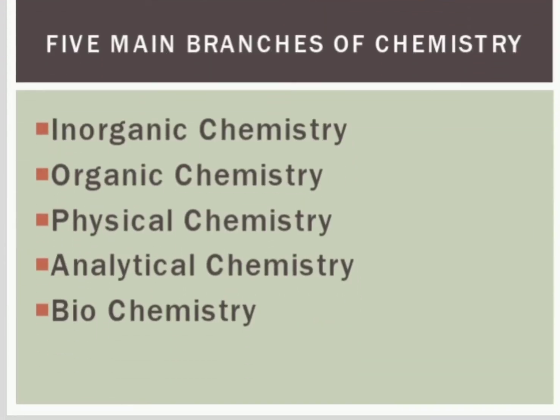When we talk about the major branches of chemistry, they are traditionally 5 and have been listed on the slide you're looking at. We have inorganic chemistry, organic chemistry, physical chemistry, analytical chemistry, and biochemistry.